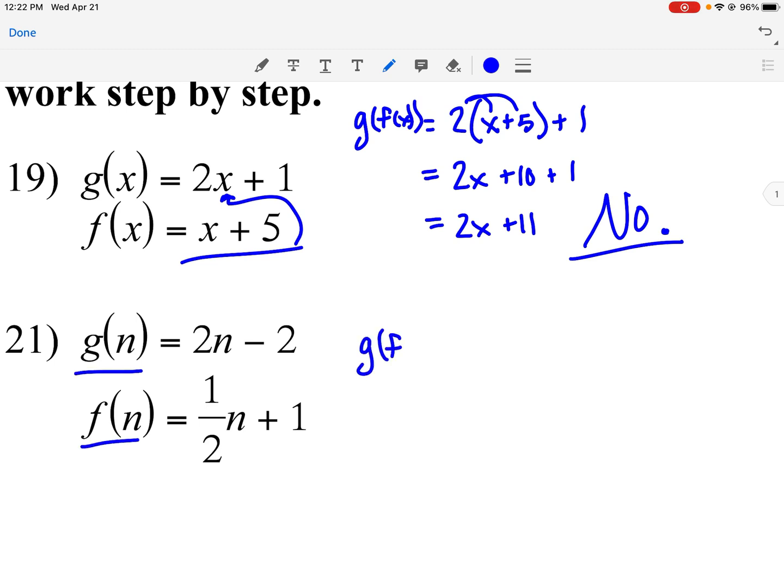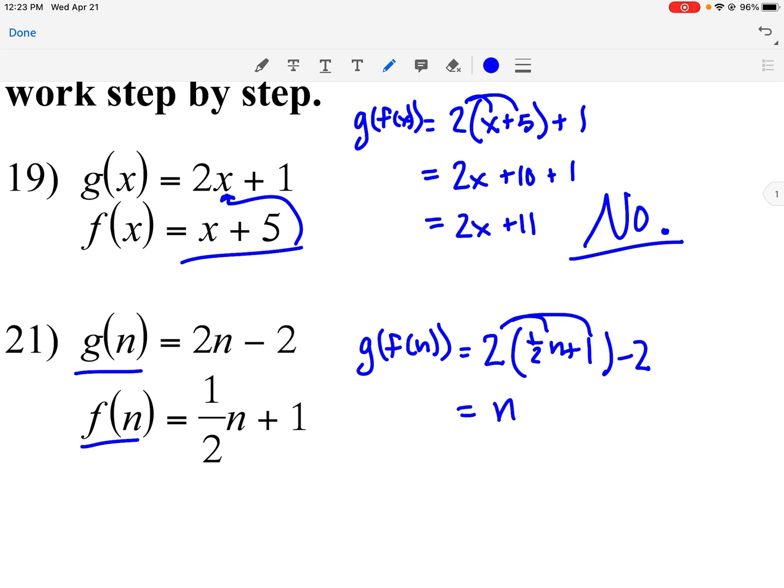So let's try G of F of N. Taking our F function and plugging it into G, instead of 2n minus 2, it's going to be 2 times our whole F function, minus 2. So let's try this out. Let's distribute. You have to show me every single step that you're going to do.